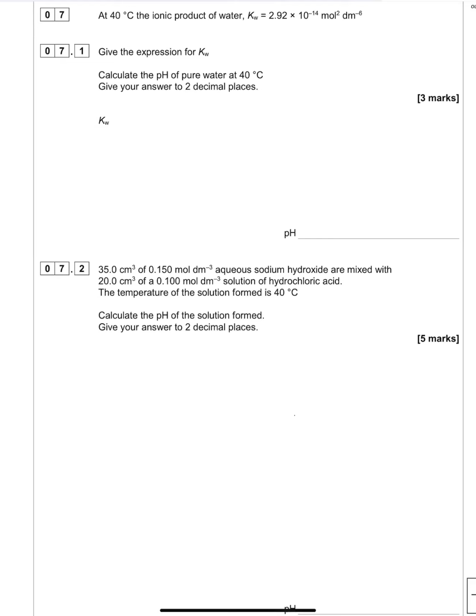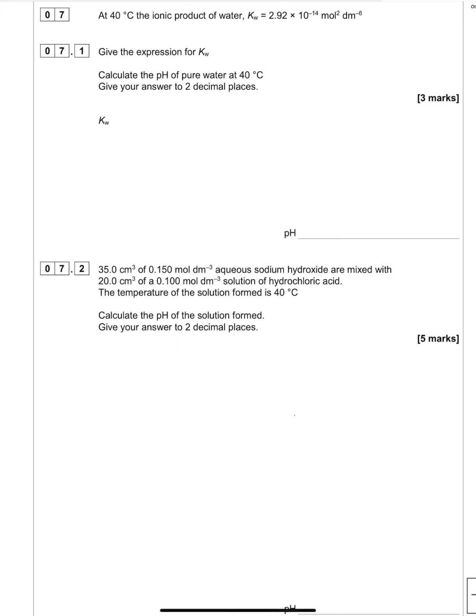This is another past paper question from paper 1, AQA A-level chemistry. And this question is about pH. This is one of the guaranteed topics in your paper 1 exam, so please make sure that you know exactly how to calculate the pH for different solutions. In this question, it's about water and about alkaline solutions and how to calculate the pH of these.